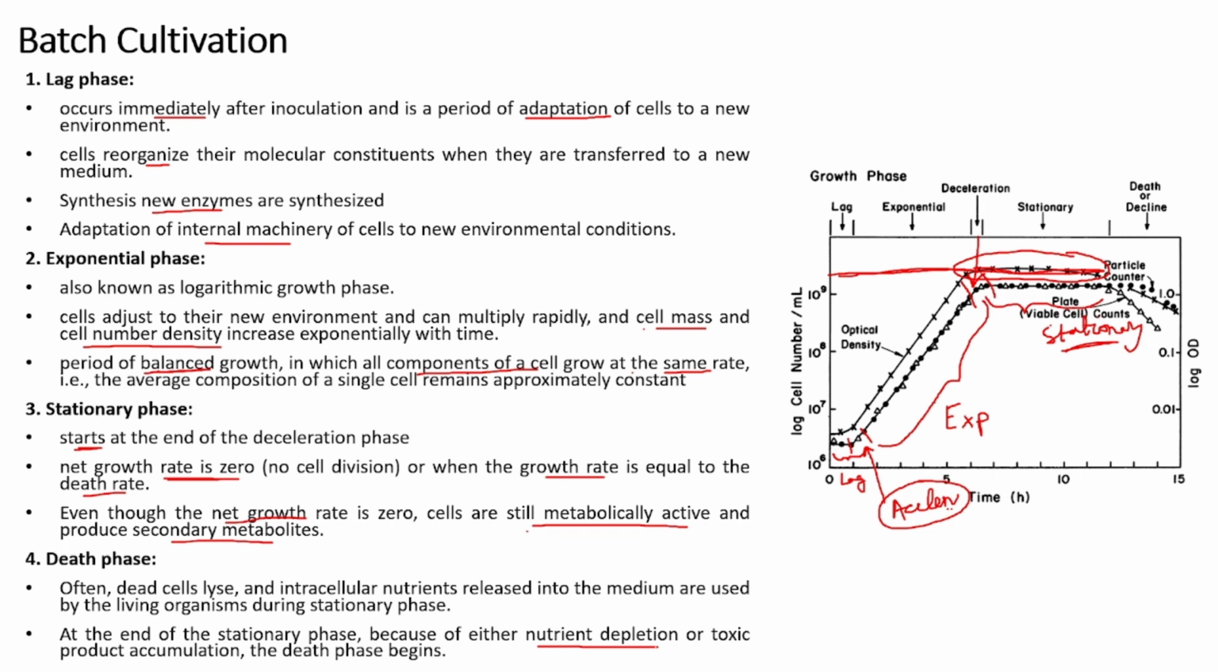So on the right hand side of the figure, as you can see, after the stationary phase comes the death phase. Okay, so there are mainly 4 phases of cell growth that you can observe.